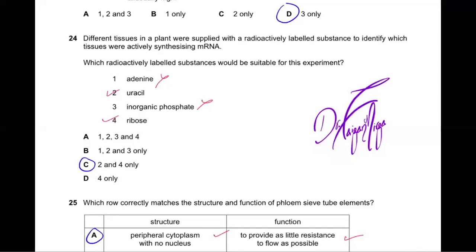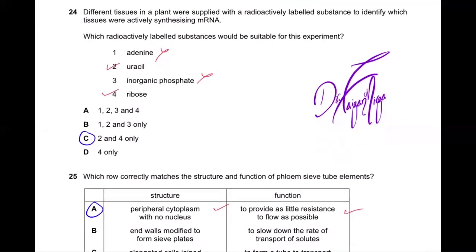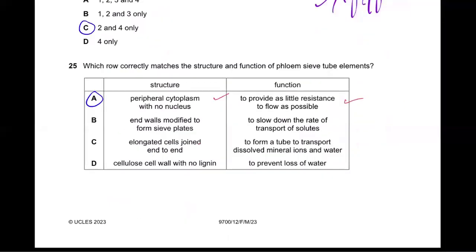So mRNA is being synthesized wherever uracil is present and ribose is present, because we know that these both will be used. Adenine and inorganic phosphate alone will not be used. Okay, so we move on to question 25.